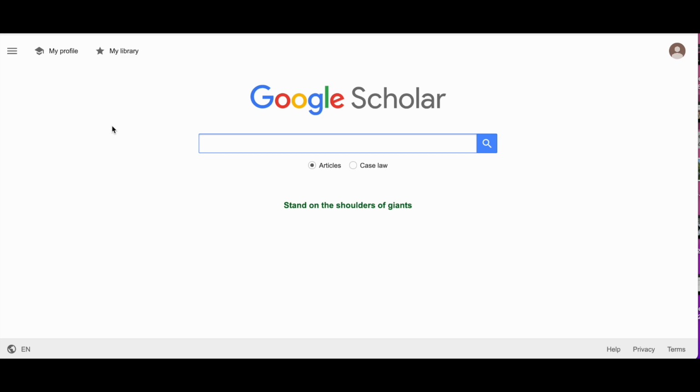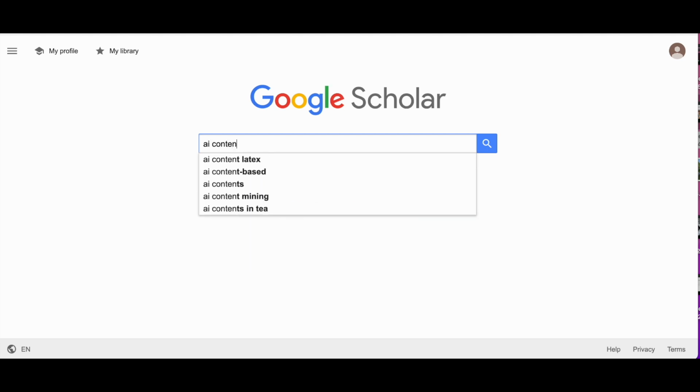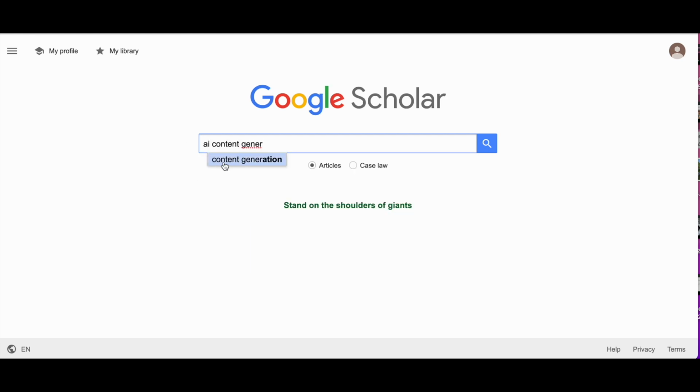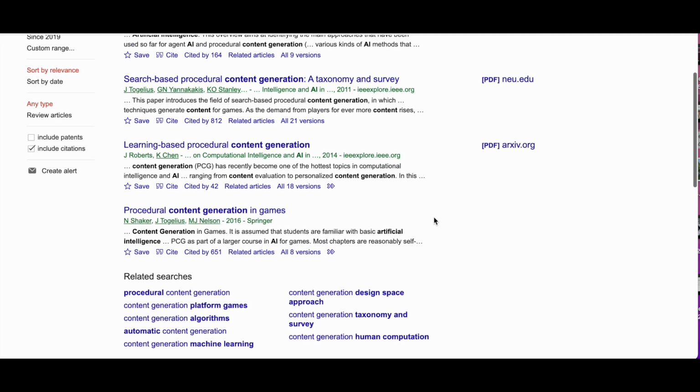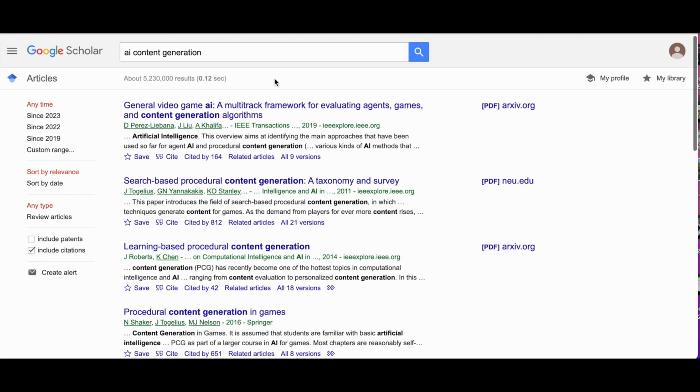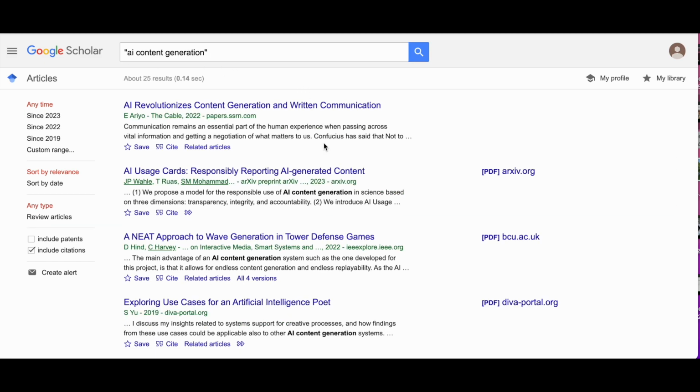So if I were to say, let's say something like AI content generation, and run a search, there's tons of articles here for me to browse. You can see that most of them are picking up my keyword of content generation, so I might lose the AI piece here. This is where you need to know your Boolean controllers for your search results. So there are certain cues that you can give a search engine that will cause it to either include or exclude certain information from your search.